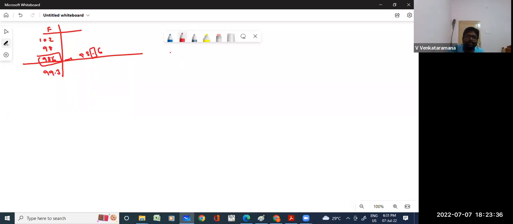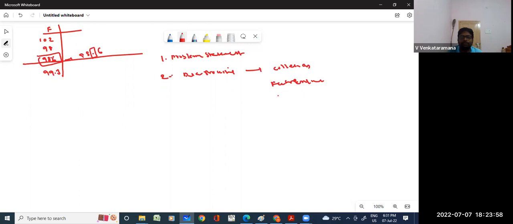So I hope you understand. First thing is problem statement understanding, and second one is data processing. Data processing means collection of the data, feature engineering, and also you have to do the missing value treatment, work on the outlier treatment, and do the normalization also.